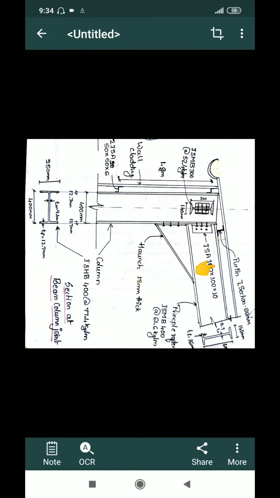This is the horizontal direction, this is the vertical direction, and this I section will be in the front and back direction. So ISHB 400 is my column size. So the total depth of the column is 400. I can see the flange thickness here, the flange thickness on this side, the thickness of the web here, the total depth of the web here, and then this is the width of the flange, and this is the total depth of the I section.